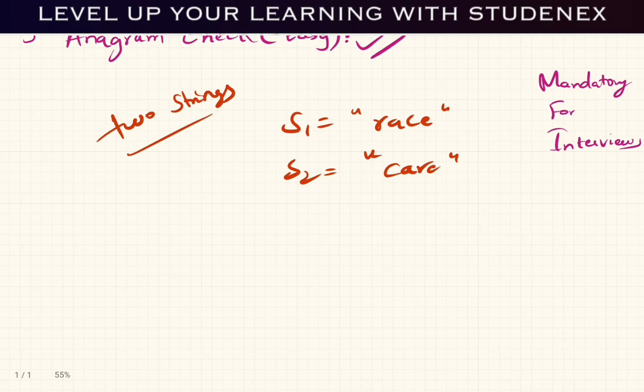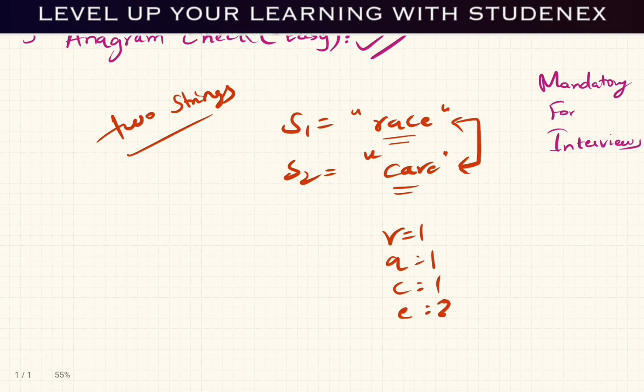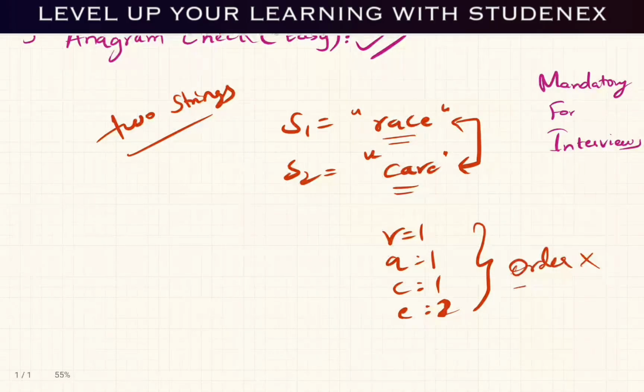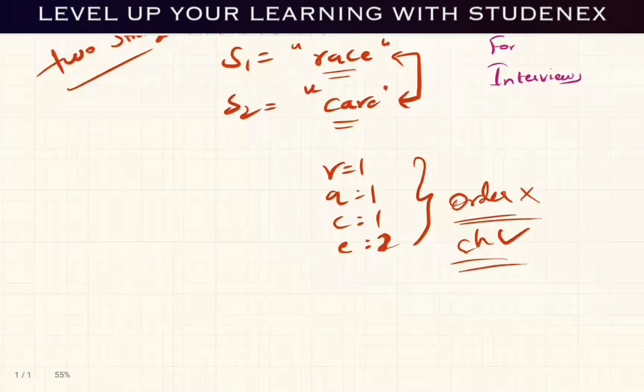If you keep an eye on both strings and check, you must see the same characters in both. R appears one time, A one time, C one time, E one time. It doesn't need to be one time, but the same characters must be in both strings. They must be the same, but not in the same order. The order can be different, but the characters must be the same.